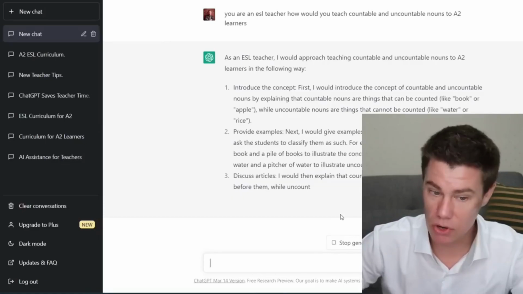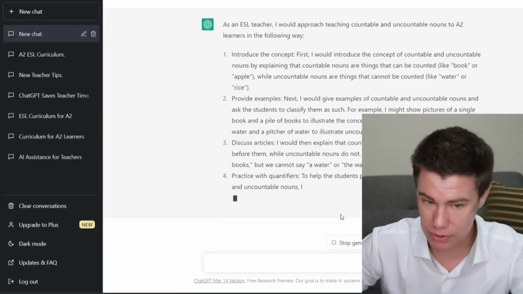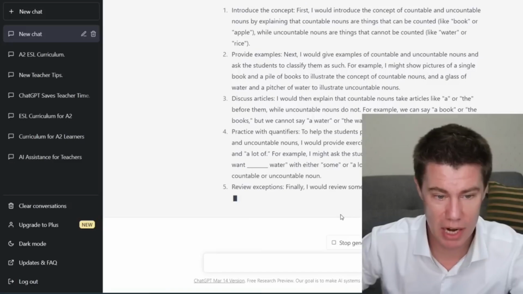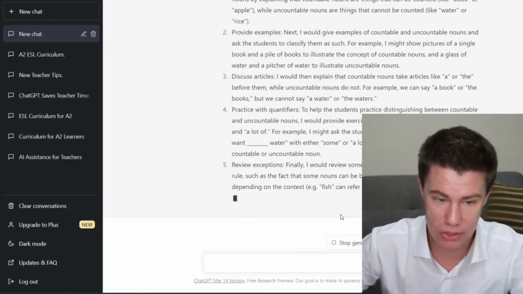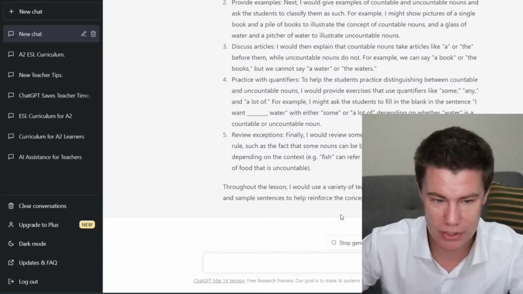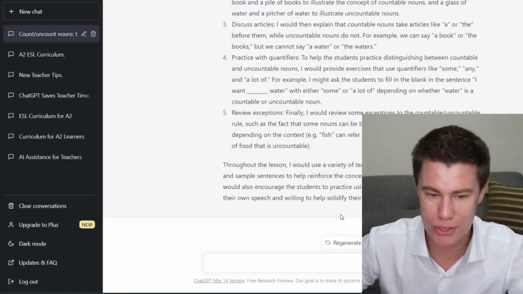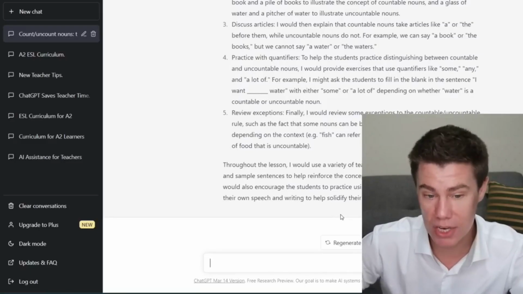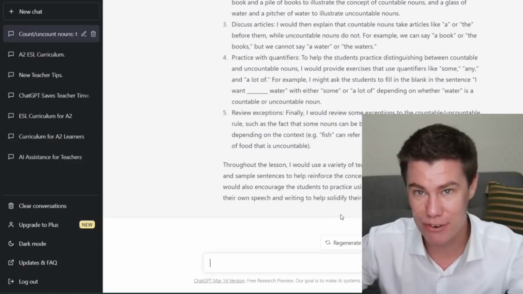Countable nouns. Discuss articles. I would then explain the countable nouns take articles a and the. Uncountable nouns do not. Practice with quantifiers. To help the students practice distinguish between countable and uncountable nouns, I would provide exercises that use quantifiers like some, any, and a lot of. Finally, I would review some exceptions to countable, uncountable rule. Throughout the lesson, I would use a variety of teaching materials such as pictures, realia, and sample sentences to help reinforce the concept of countable and uncountable nouns. I would also encourage the students to practice using countable and uncountable nouns in their own speech and writing to help solidify their understanding of the concept.